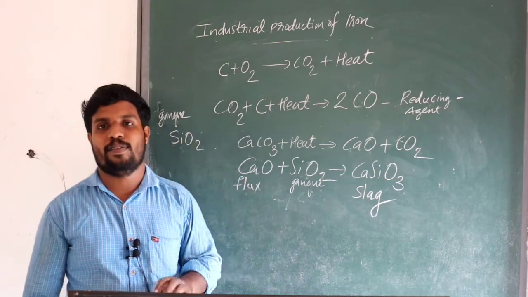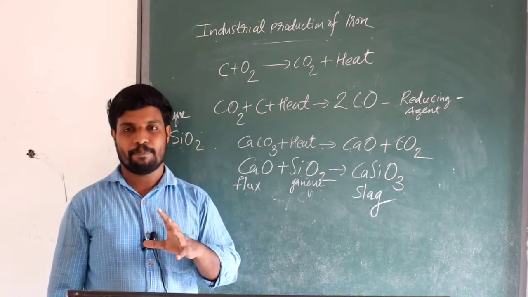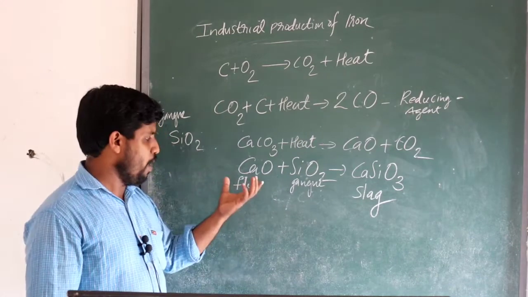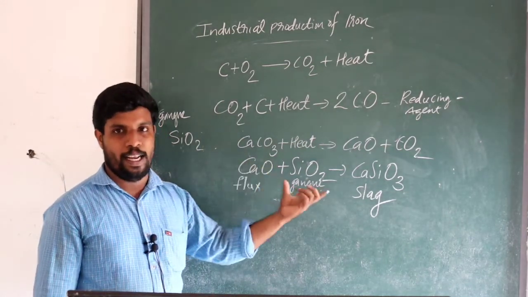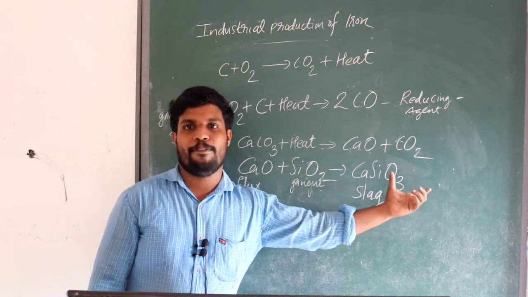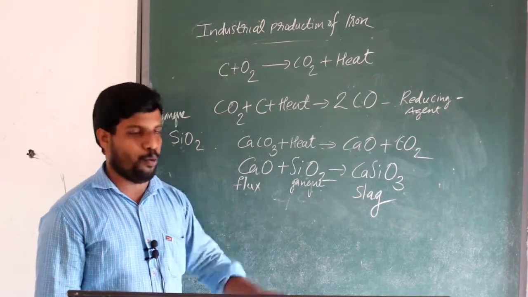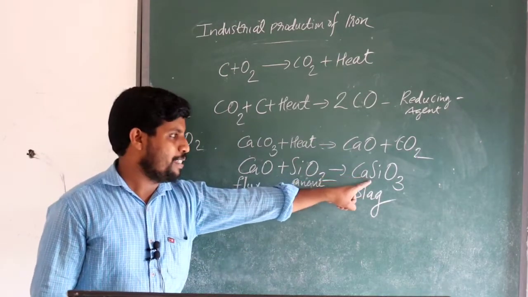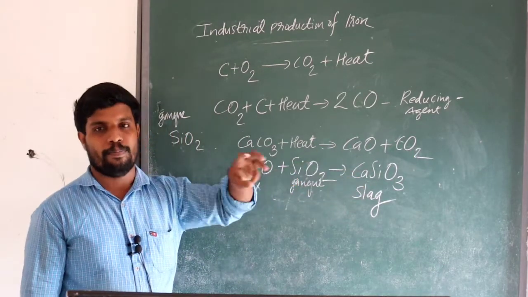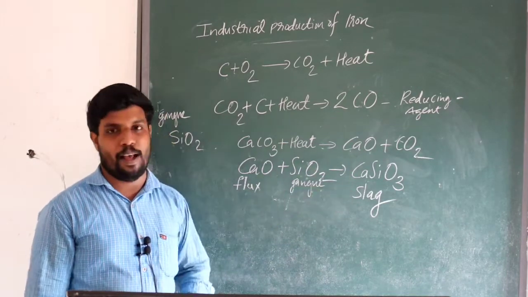For the exam they will ask what is the name of the slag, what is the name of the flux, what is the name of the gangue, like that. So the flux is calcium oxide, the gangue is silicon dioxide or silica, and the slag is calcium silicate. The impurities are removed from the ore because the slag has a low melting point and low density, and we can easily remove that impurity from the blast furnace.